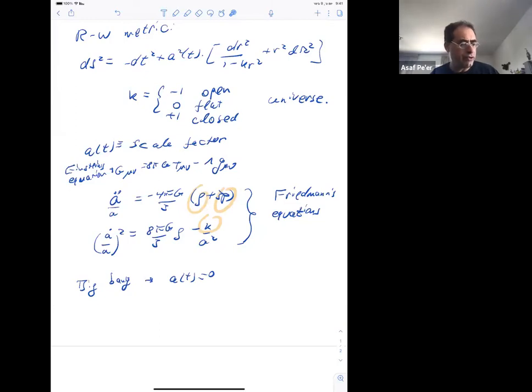Then we spoke about the future evolution. And we saw that there are two options. For open and flat universes, the universe will continue to expand forever. While for a closed universe, the universe will essentially shrink back. For a closed universe without a cosmological constant, the universe will eventually shrink back to a single point, and everything will get smashed together in a big crash.